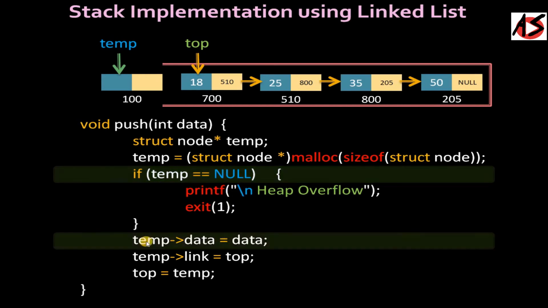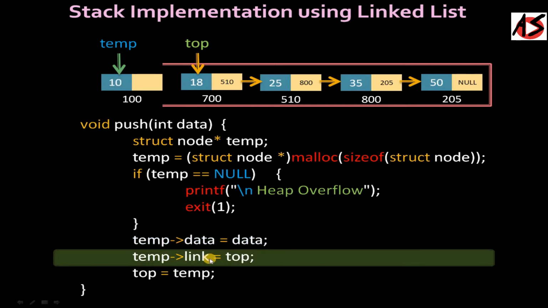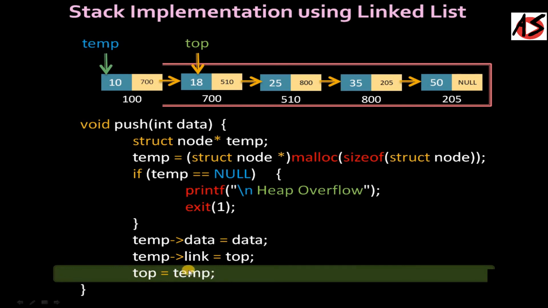Otherwise, you go straight to the next instructions, that is temp data is equal to data. So you set your data part, say it is 10 here, and then you set the link. You set temp link is equal to top here. So here you have a temp link and top is indicating the address 700. So you set the temp link as 700 here, and then you call top is equal to temp. So you drag your top pointer to the first node.